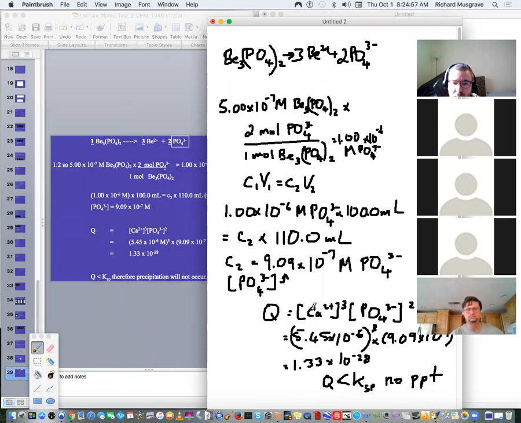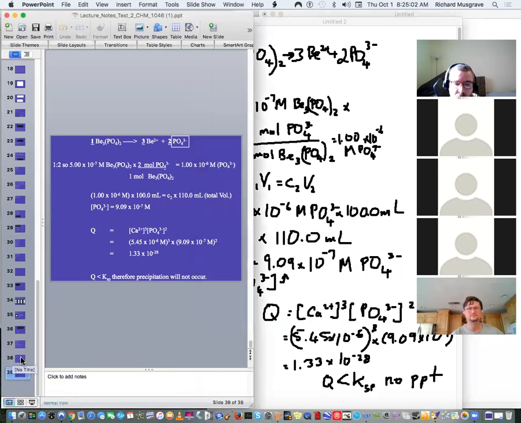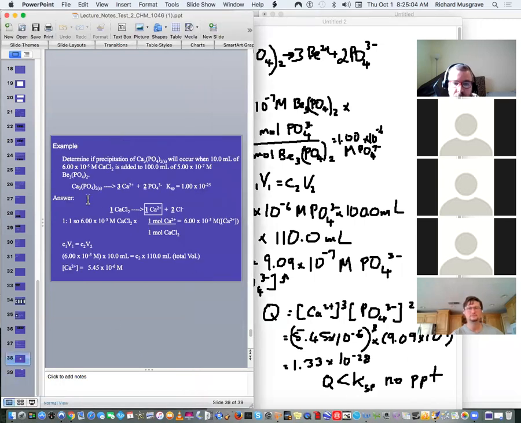We take these two numbers and we put them into the Q expression that we get from the question itself. It is here, Ca2+ cubed, phosphate squared. Come up with a number for Q that we compare to the Ksp value that we're given. If it's more, it's precipitate. If it's less, there's no precipitate. That's it. Does anybody have any questions? Nobody has any questions, huh?